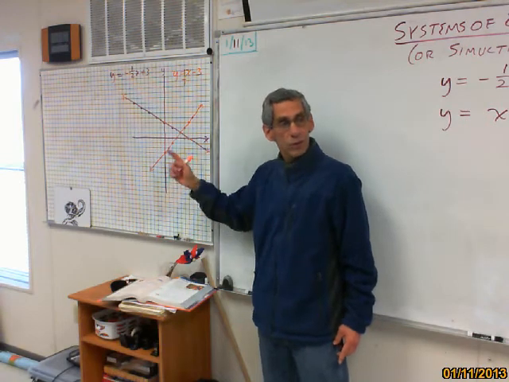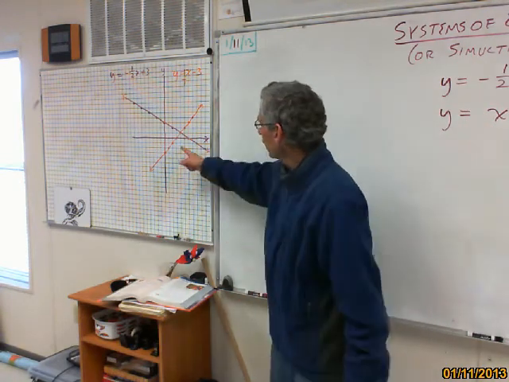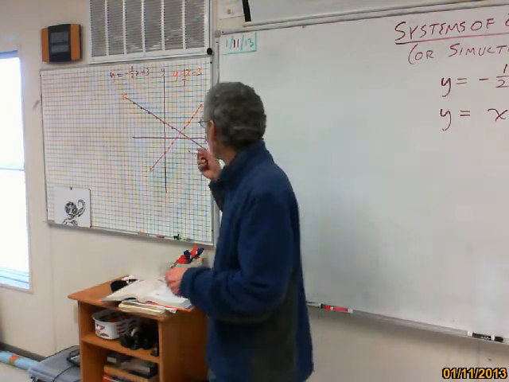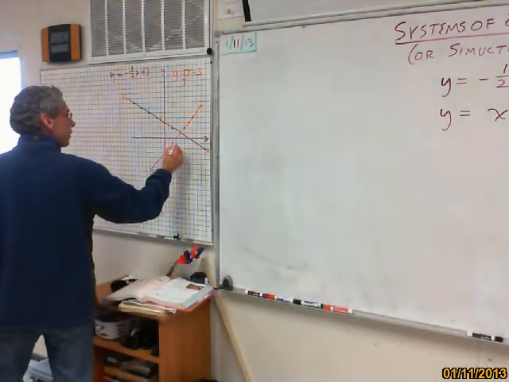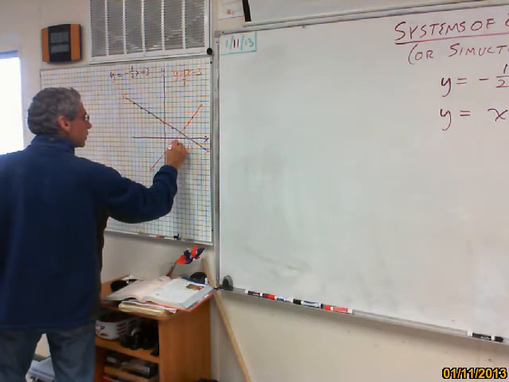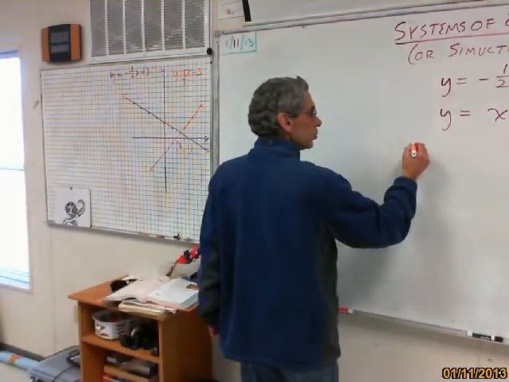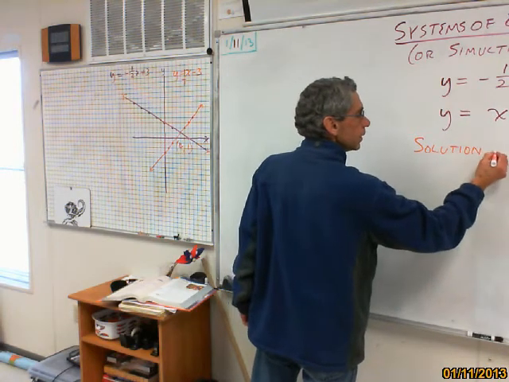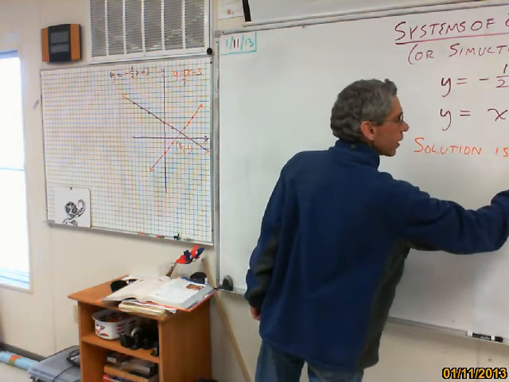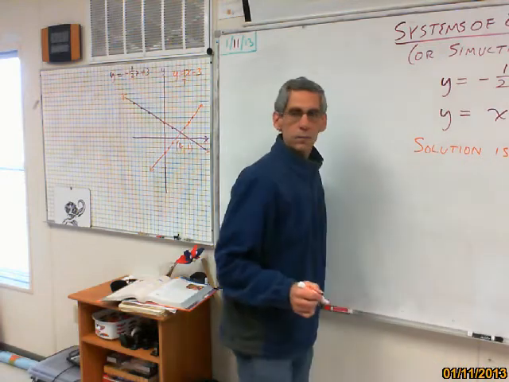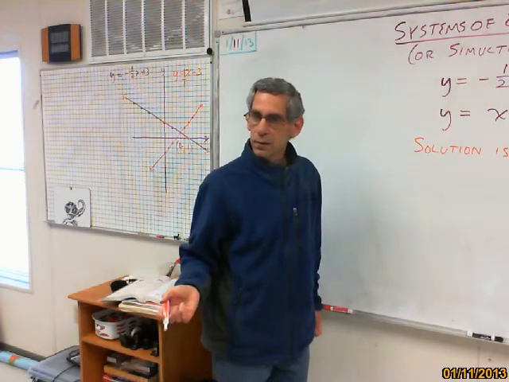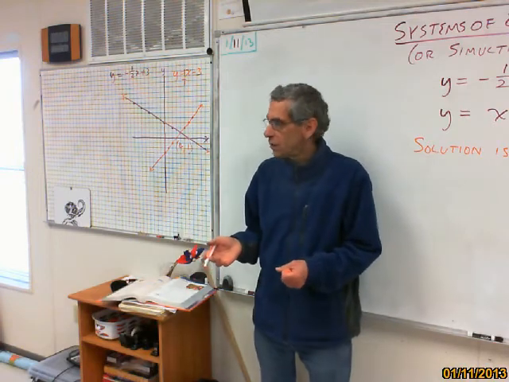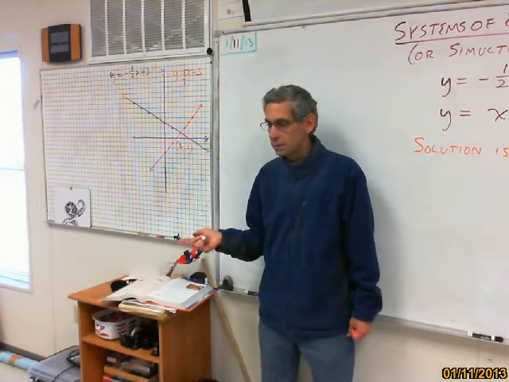So that point is really easy. We know that point is over 1, 2, 3, 4, up 1. So it's 4, 1. So 4, 1 is that point, 4, comma 1. So my solution is 4, comma 1. Pretty easy, right? Not hard at all. It's everything you already know how to do. You're just looking for where they meet, right?